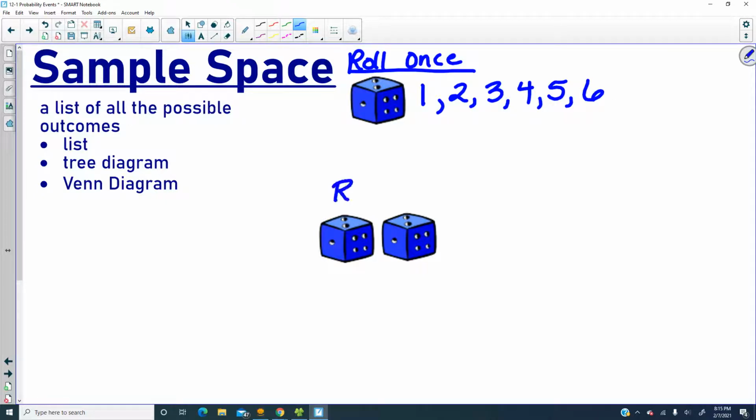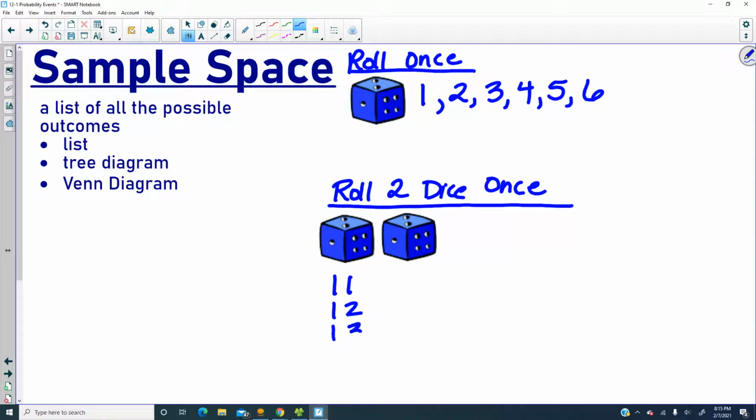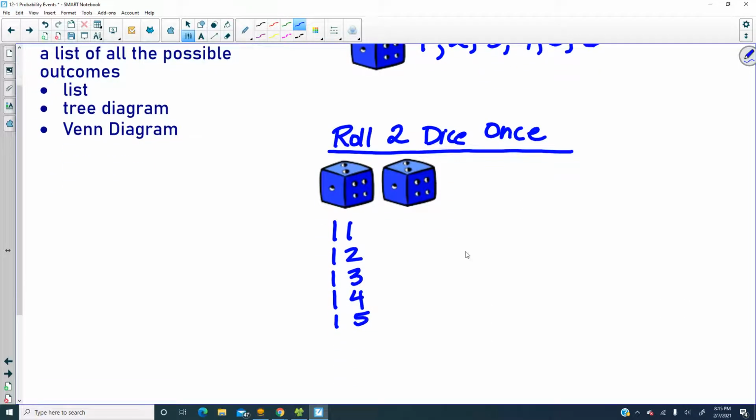Now, if I roll 2 dice 1 time, there's a lot more possibilities, because the first number could be a 1 and the second number could be a 1. Or the first number could be a 1 and the second number could be a 2. Or a 1 and a 3. Or a 1 and a 4. A 1 and a 5. A 1 and a 6. Or the first number could be a 2 and the second one a 2, and then a 2 and a 3, and then a 2 and a 4. And I'm going to pause this and finish the sample space so you don't have to watch me list all of them.